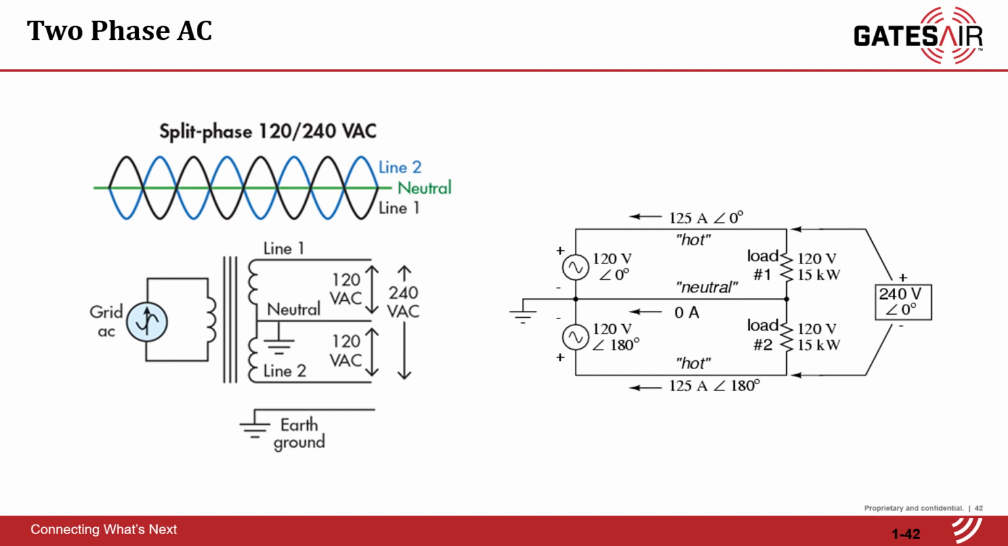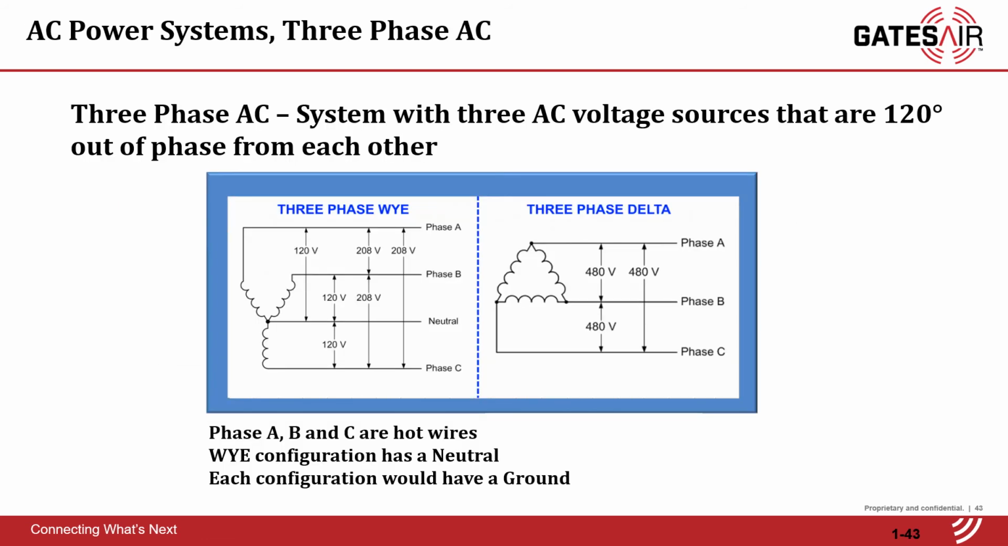Here is an example of two-phase alternating current. With three-phase AC, there are three AC voltage sources 120 degrees out of phase with each other. Here are schematic examples of three-phase Y, 4-wire, and a delta setup.